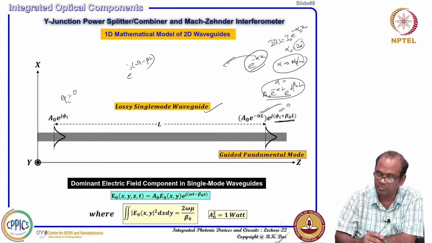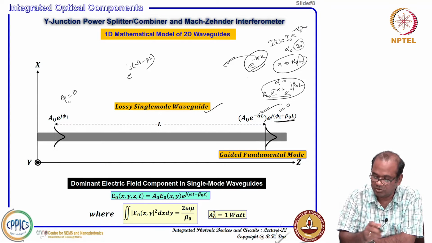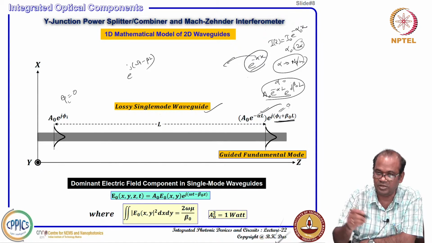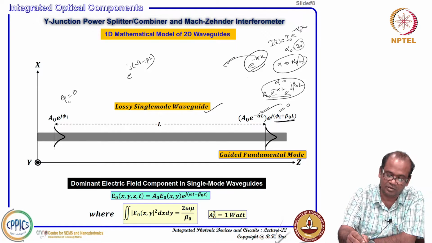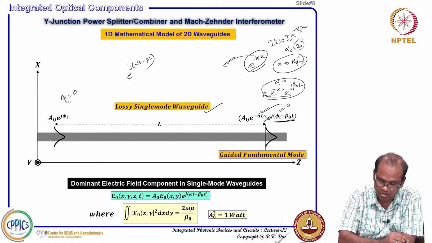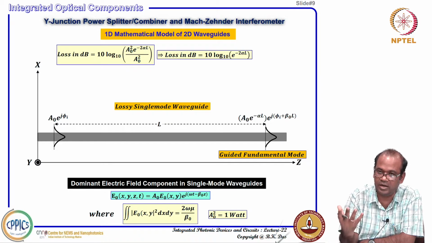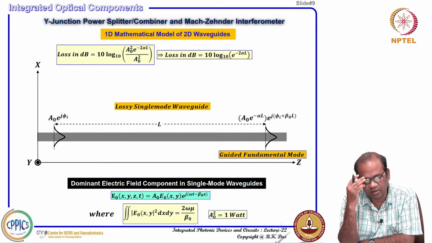So, that is why we are writing beta naught L. You can always write minus j also, plus or minus, that depends on you. As it propagates we are just adding the phase, otherwise you can also write e to the power minus j beta L, that is also fine. So far so good.